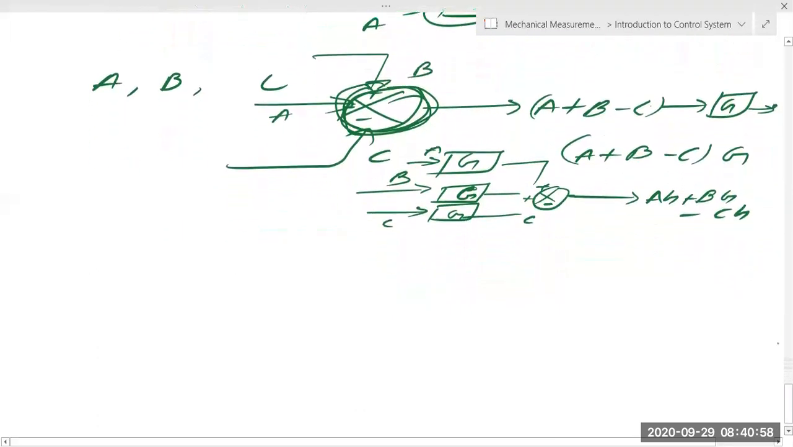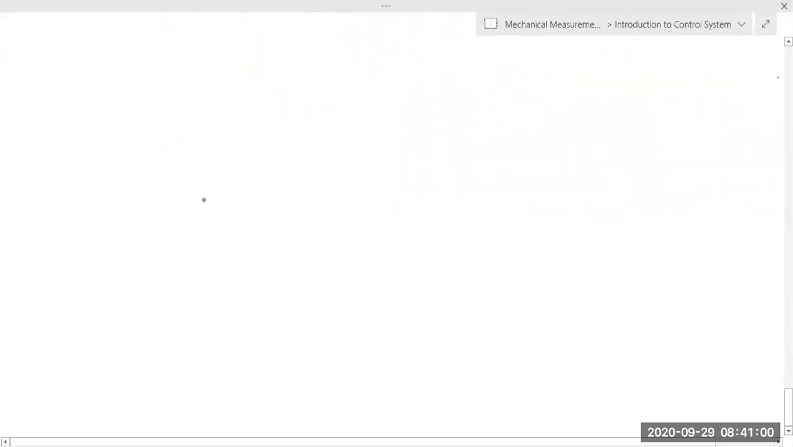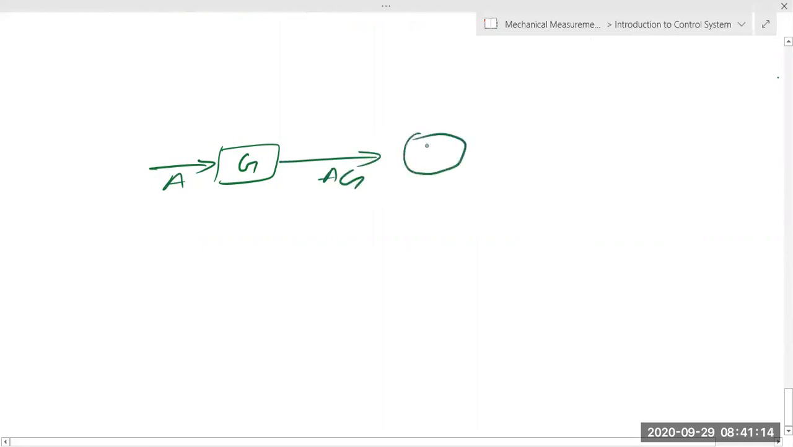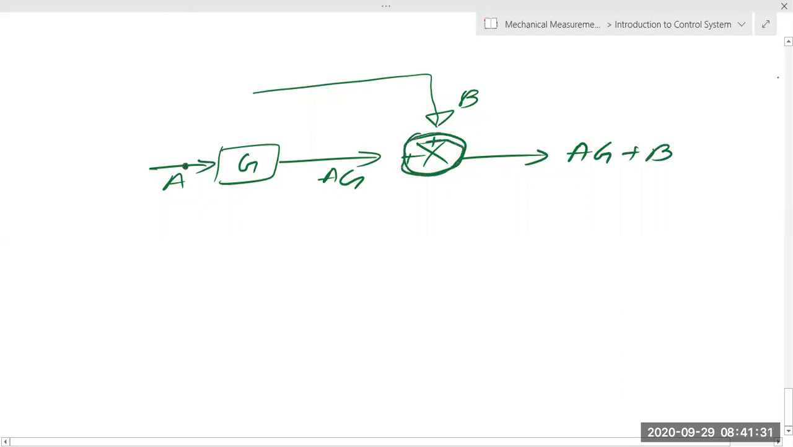What will we do if we move the summing point before the block? Again, suppose this is my G. This is my signal A. I'm just taking an example. What will come out of here is AG, and then there is a summing point. Suppose there is another signal B. This is getting plus and this is also getting plus. So this will be equal to AG plus B. Now I want to move this summing point before the block.